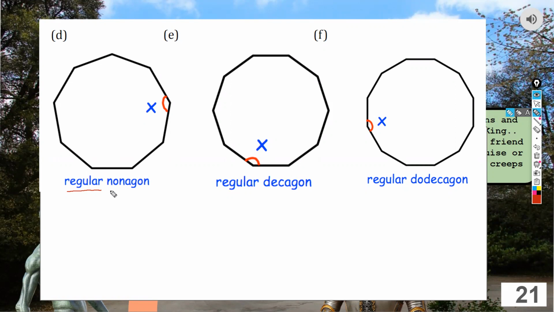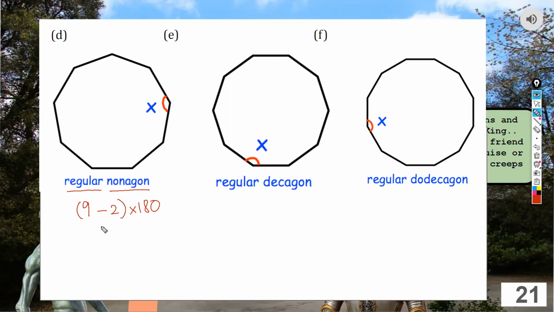equal. So here we have a nonagon. I think this is 9 sides. Let's count it to make sure. 1, 2, 3, 4, 5, 6, 7, 8, 9. So if it is a nonagon and there are 9 sides, then we can obviously calculate the total amount of angles by replacing the letter N with what? 9. So let's quickly do this calculation.